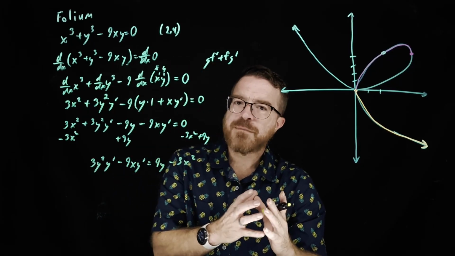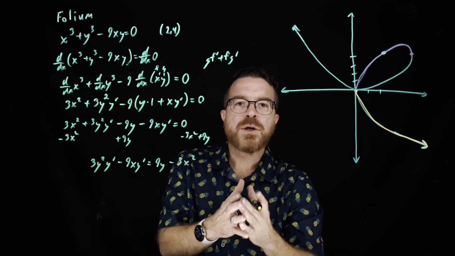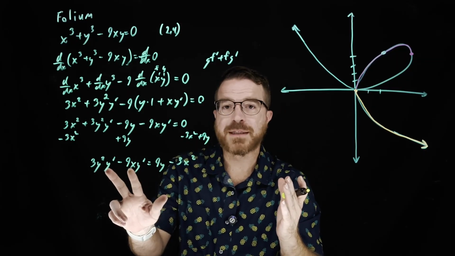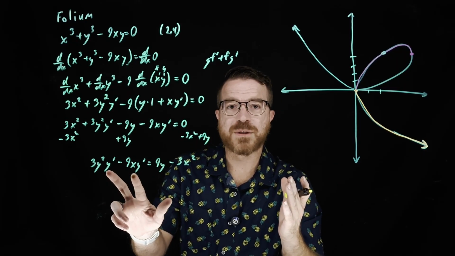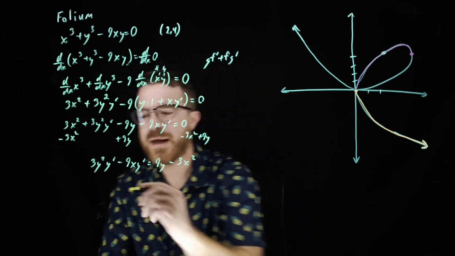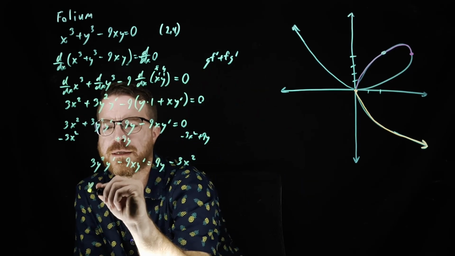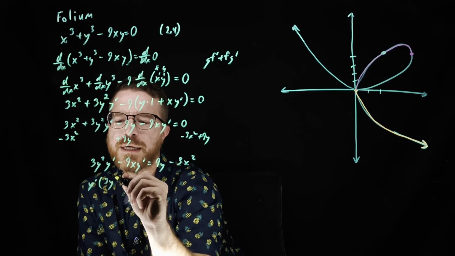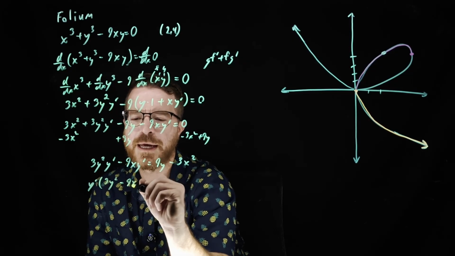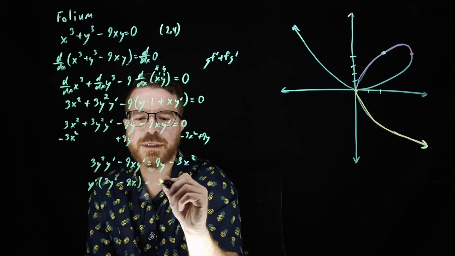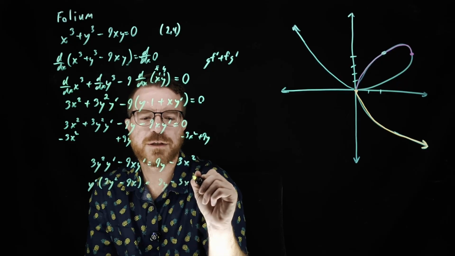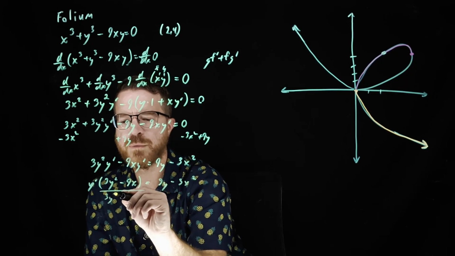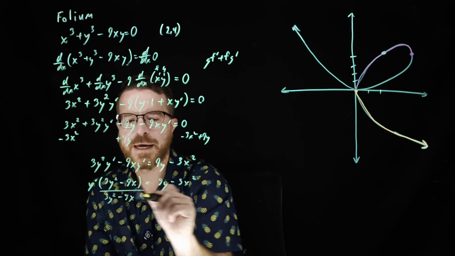But I still haven't gotten my y prime by itself, right? I want to know what y prime is equal to. So what I'm going to do now is, the fact that this term has y prime in it and this term also has y prime in it, I'm going to pull that y prime out, and I'm going to get y prime times 3y squared minus 9x equals 9y minus 3x squared. And then I'm going to divide both sides by 3y squared minus 9x.